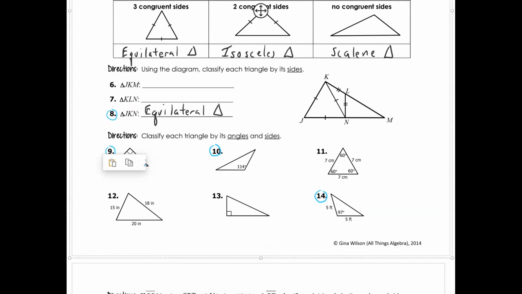All right, let's look at a couple of these. Now we're going to classify these three triangles by both their angle and their side. So just because we learned it this way, we just saw it this way, we're going to put the angle first. This is a right triangle because it has a right angle. So this is a right. Now the sides second, and we see two congruent sides. Those tick marks mean they're congruent. That's a right isosceles triangle.